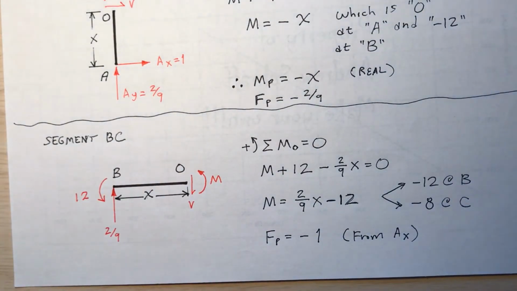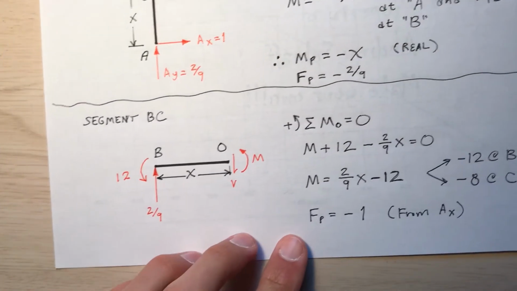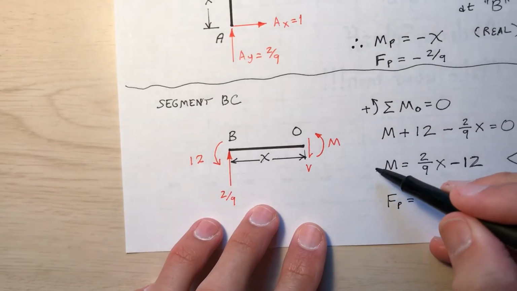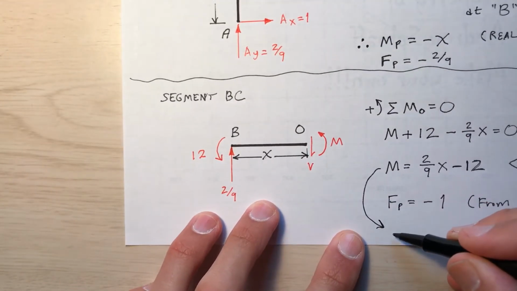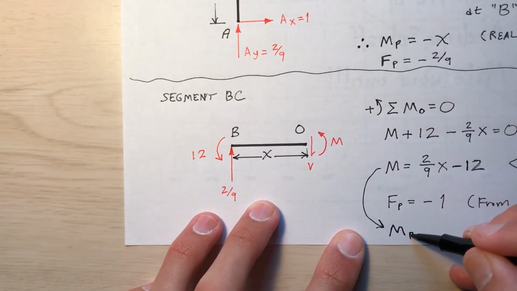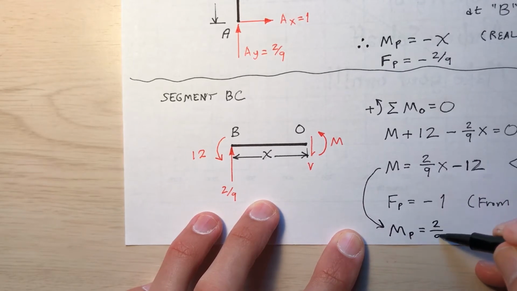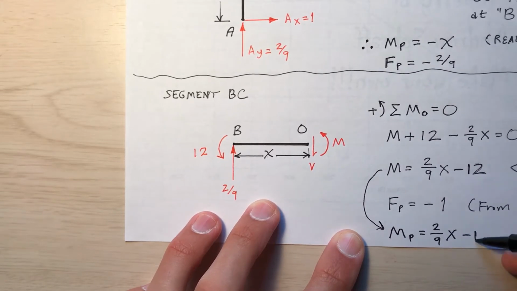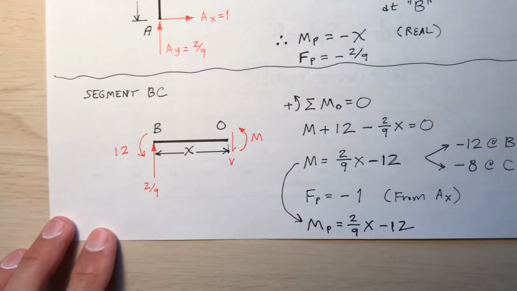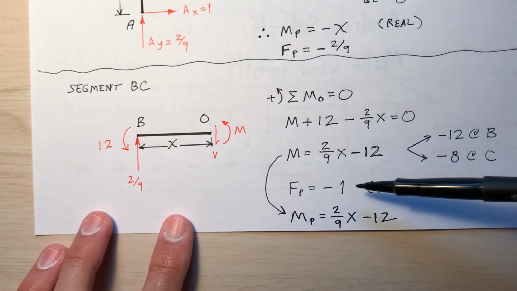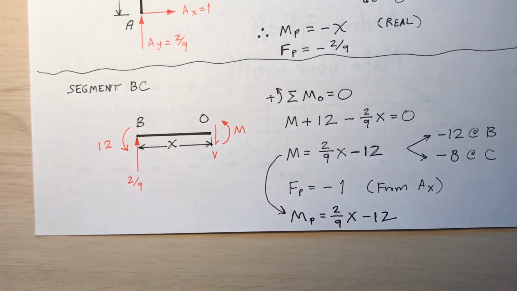M sub P in this case, it looks like I forgot to write it. I can just recopy this. M sub P is 2/9 x minus 12. How does that look? So remember these 2 equations. I'm going to put all this into a table very soon.